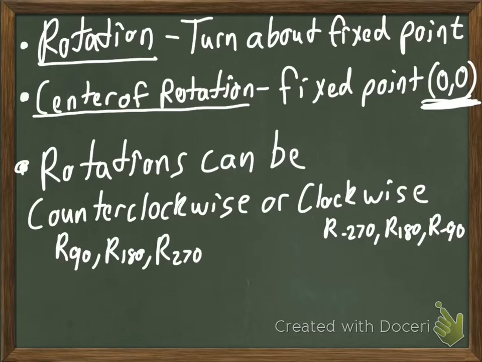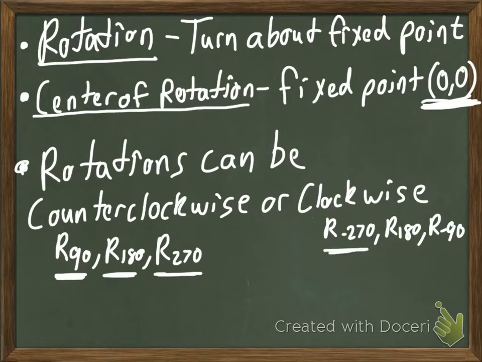And rotations can either be counterclockwise or clockwise. Normally you'll see them as counterclockwise unless specifically stated that they're clockwise. And what I have listed here is the way that you'll normally see a rotation written. You'll see capital R and 90. If you see capital R 90, that's 90 degrees counterclockwise. Capital R 180 means it's rotated 180. R 270 means it's a 270 counterclockwise.